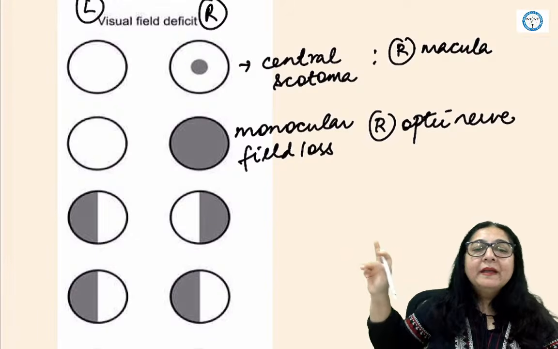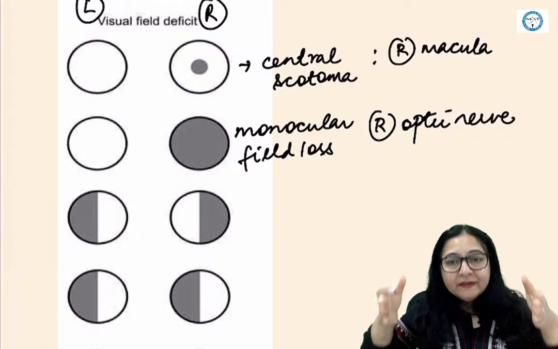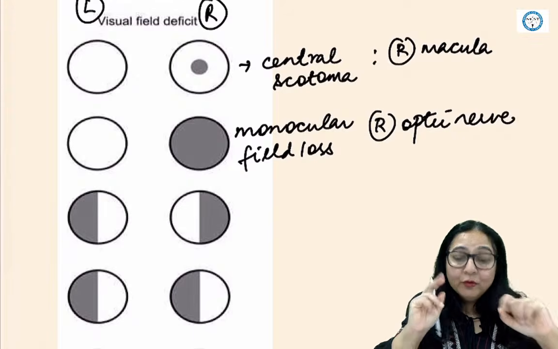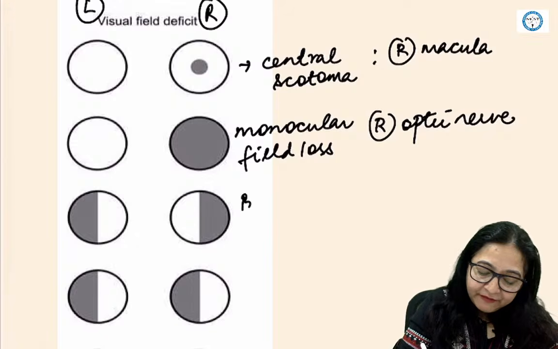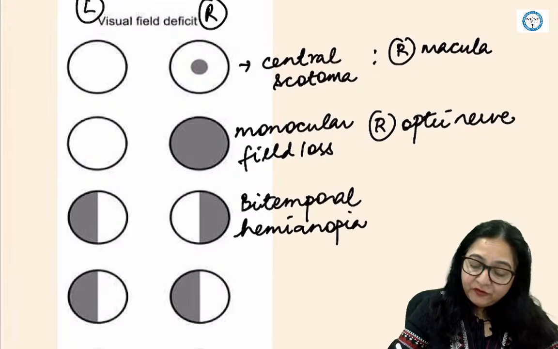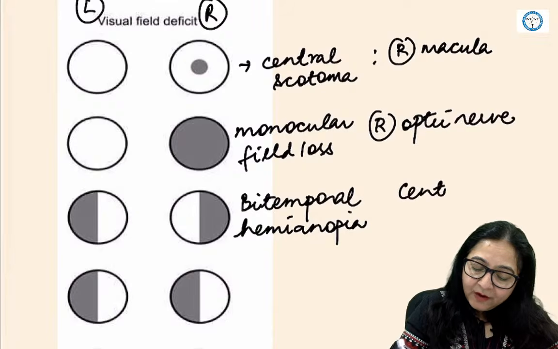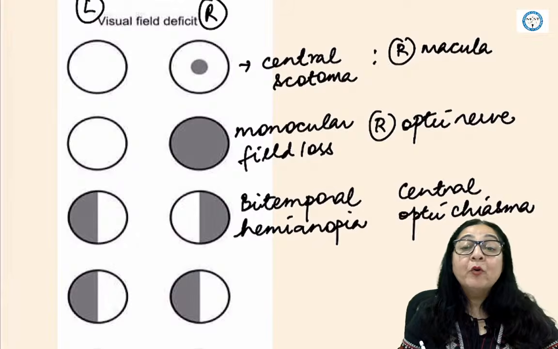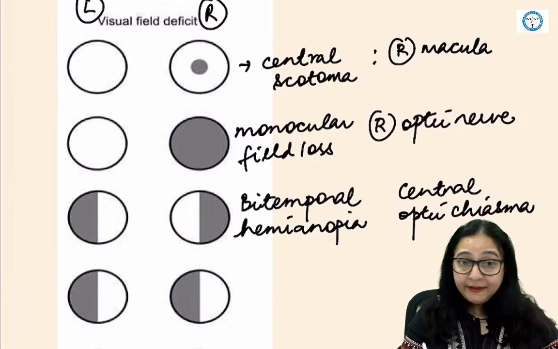When there are complete lesions of the optic nerve, that will lead to field loss on that side. Okay, the third one you are seeing, the temporal half of the field is gone in both eyes. So this type of field defect is called bitemporal hemianopia. So bitemporal hemianopia will be seen in the lesions of the central optic chiasma. Most likely the pituitary tumors like pituitary adenoma, craniopharyngioma, they cause bitemporal hemianopia. Okay?